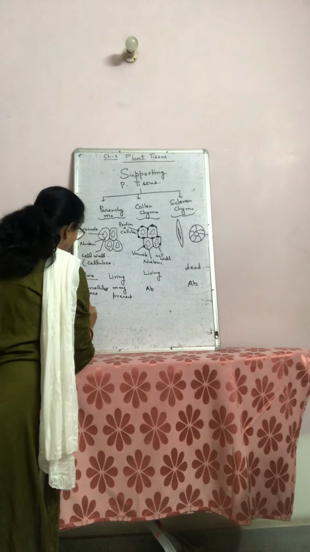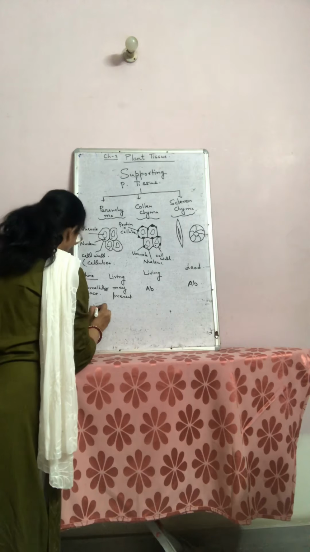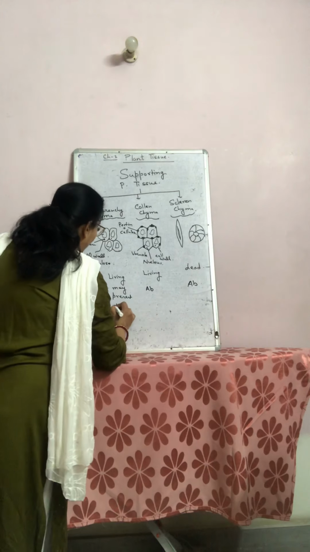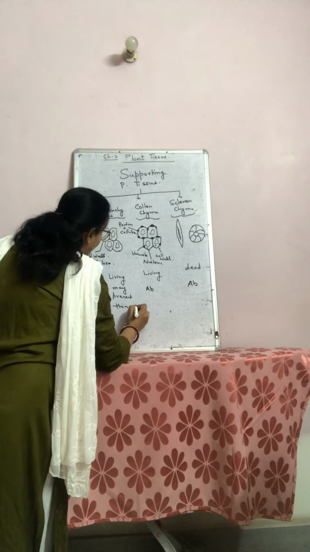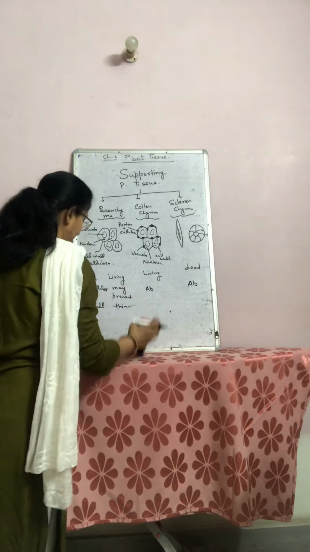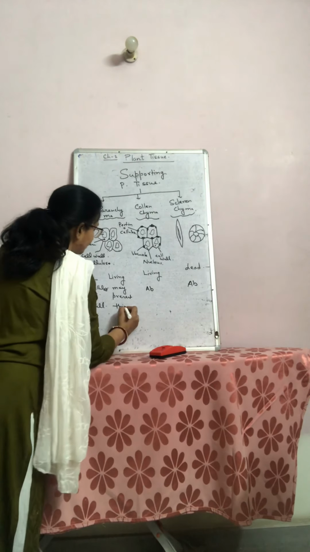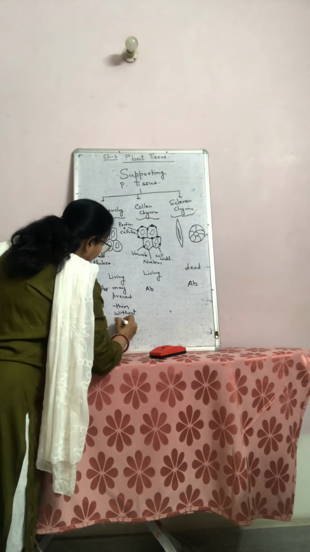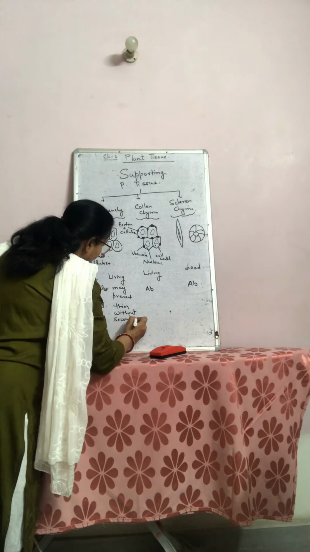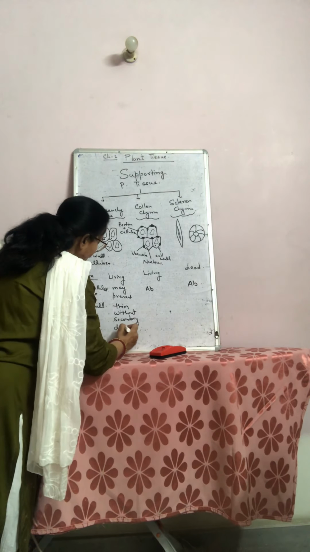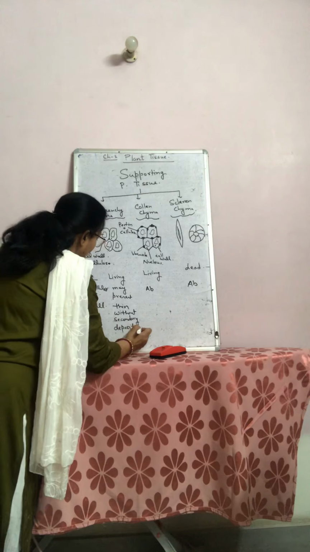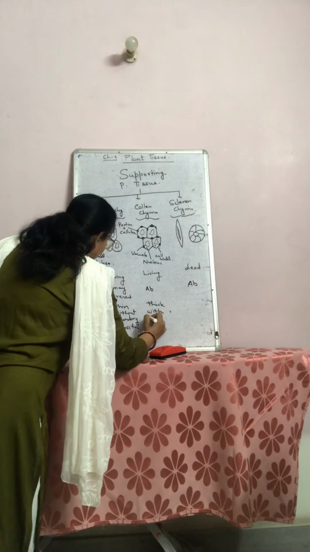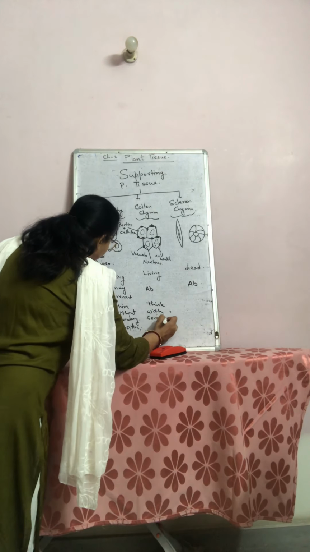Now come to the third point, and that third point is the cell wall. When you see the cell wall, it is thin, without secondary deposition. But here it is thick, with secondary deposition.